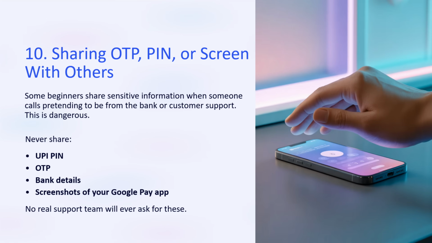Tenth one is sharing OTP, PIN, or screen with others. Some beginners share sensitive information when someone calls pretending to be from the bank or customer support. This is dangerous. Never share your UPI PIN, OTP, bank details, or screenshots of your Google Pay app. No real support team will ever ask for this.